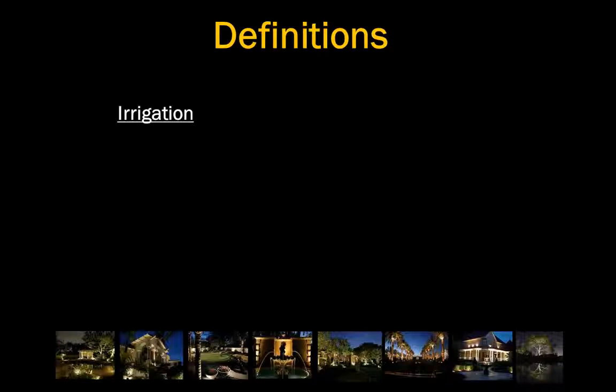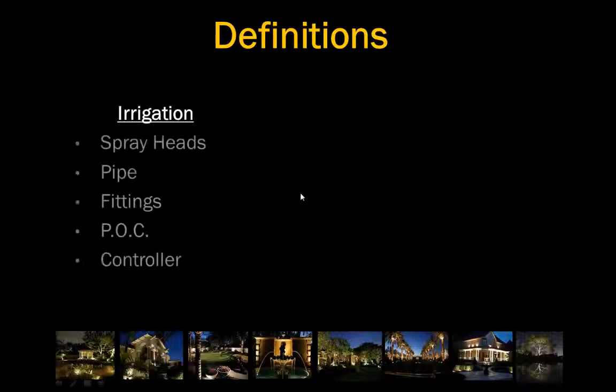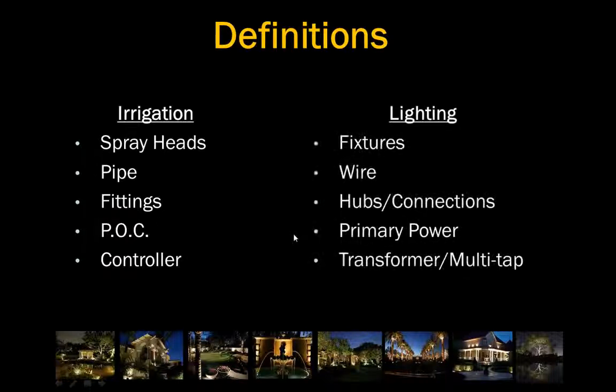When I first started, I really started designing more irrigation systems before I moved into low voltage lighting, and as I progressed into low voltage lighting, I was quite surprised of how similar the principles are in designing an irrigation system and also designing a lighting system. So, of course, in irrigation, we all know that these are the components: spray heads, pipe fittings, point of connection, and our controller in any design irrigation system. On lighting, we've got pretty much the same thing, where it's our fixtures, our wire, which then is the pipe, our connections, which could be equated to our fittings.